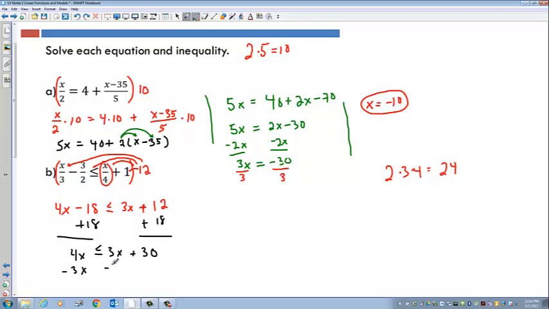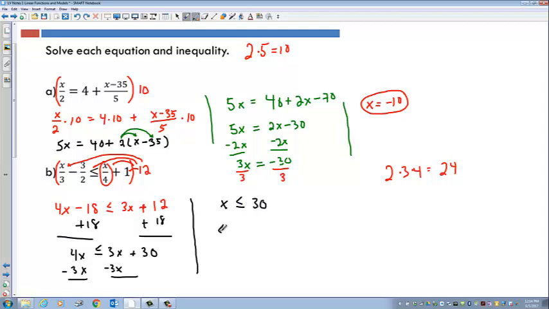So solving an inequality basically is just like solving an equality. The only difference is if you multiply or divide by a negative number, you have to remember to flip that inequality sign. But right now we're doing just fine. And so we'll subtract 3x from both sides, and we'll get an x on the left, less than or equal to the number 30.